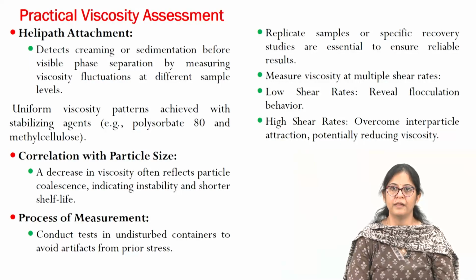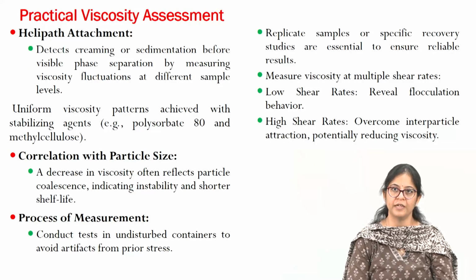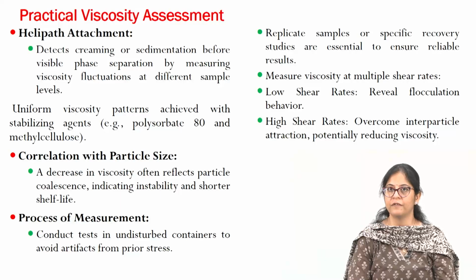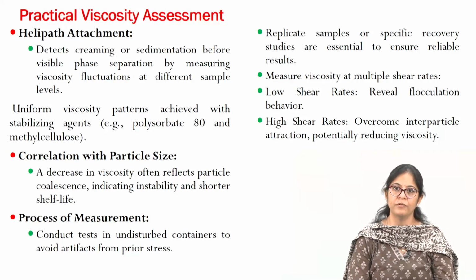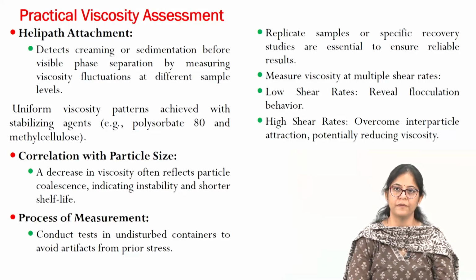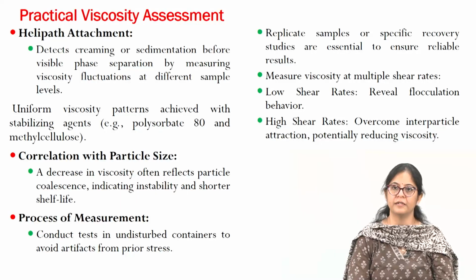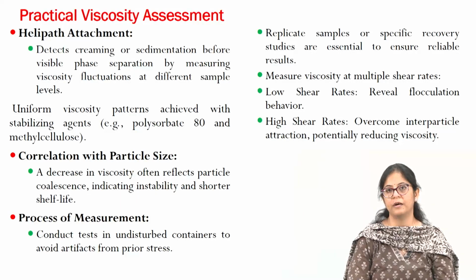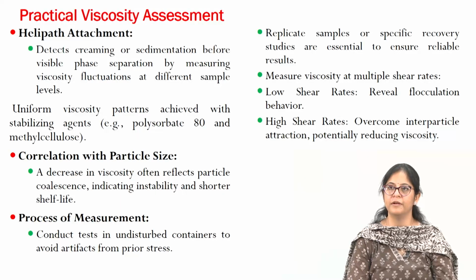Then the helipath attachment, which detects creaming or sedimentation before visible phase separation by measuring viscosity fluctuations at different sample levels, can also be used. Uniform viscosity patterns are observed with stabilizing agents like polysorbate 80 and methyl cellulose, so they can be used. A decrease in viscosity often reflects particle coalescence, indicating instability and shorter shelf life. This can be measured by conducting tests in undisturbed containers to avoid artifacts from prior stress. Then replicate samples or specific recovery studies are essential to ensure reliable results.